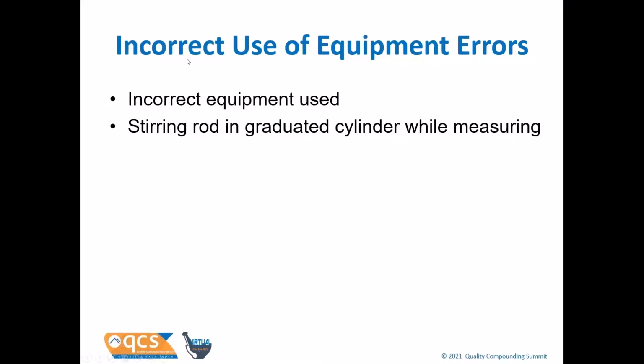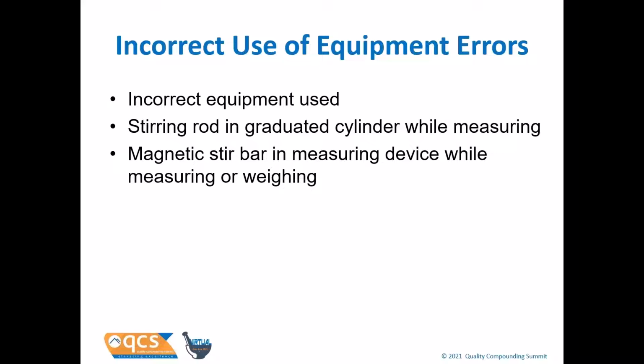Then we get into the incorrect use of equipment errors, not using the correct equipment. For example, and this is something that I would notice a lot in teaching in the laboratories, students would have their stirring rod in a graduated cylinder, stirring up a preparation, and then they would QS with the stirring rod still in the measuring cylinder. And obviously this is going to result in an error.